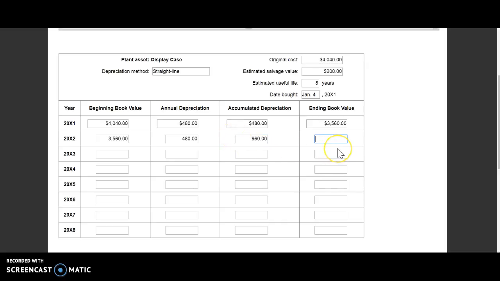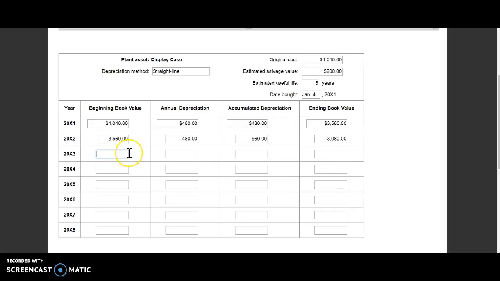Now to figure out our ending book value, there are two ways that we can actually figure it out. We can take the original cost of the asset, which would be $4,040, minus the accumulated depreciation, which was $960. So that will give us $3,080. The other way is the beginning book value of that year, $3,560, minus the depreciation of that year, $480. Okay, so both ways should give us the same number.